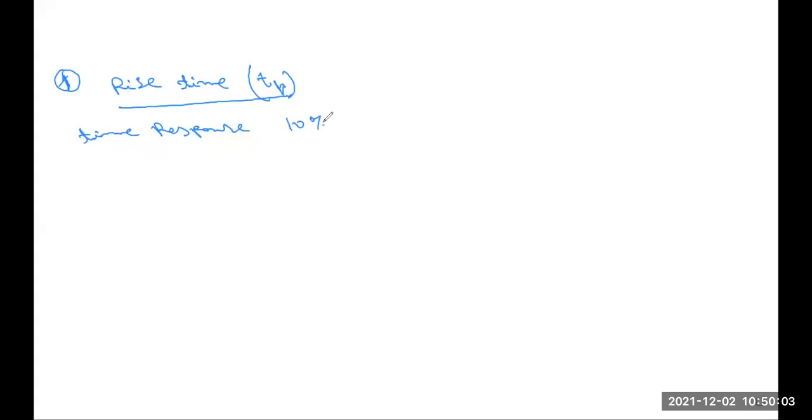So now we have to first include the rise time, which is denoted here as TR. This is called the rise time. It is the time the response takes to go from 10% to 90%, or 0 to 100%.